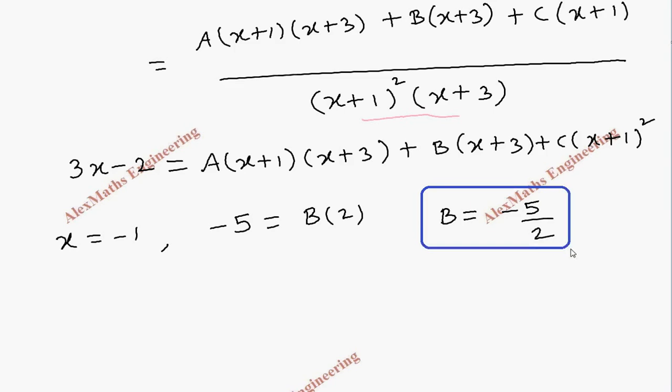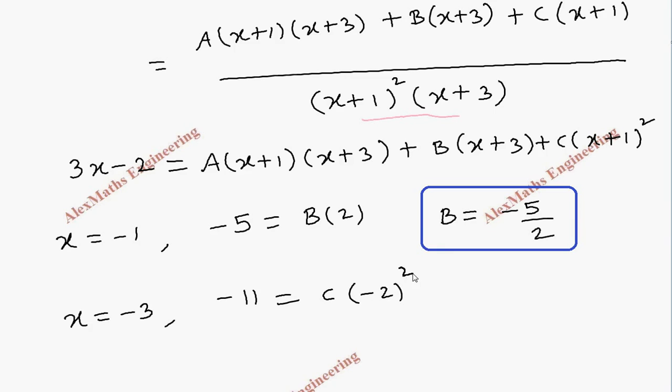Then in the same way, let's take x as minus 3. When I put minus 3, minus 9 minus 2, which is minus 11, equal to, this factor becomes 0, this factor becomes 0, and we have c into (minus 3 plus 1), which is minus 2, whole square, which will become 4.